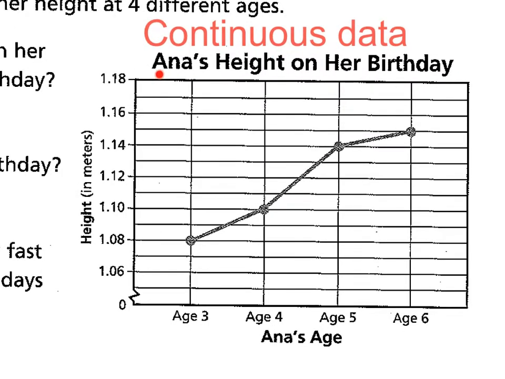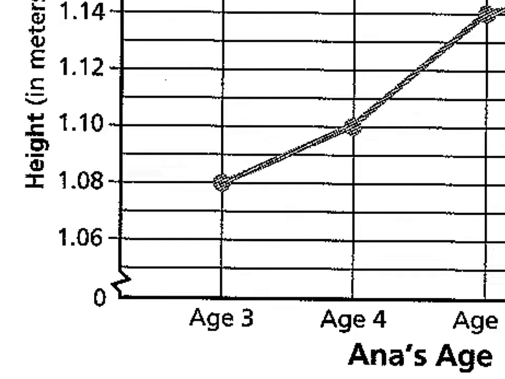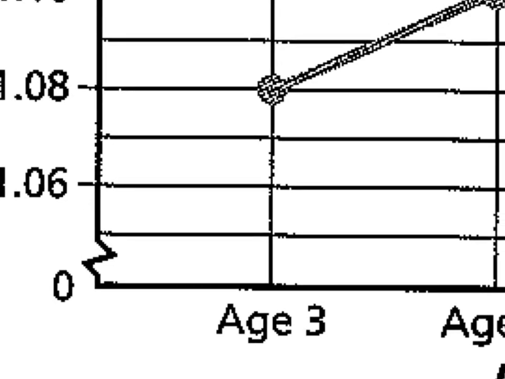First of all, I'm going to look at the title, Anna's height on her birthday. We kind of already knew that, but it's important to read it. And there's only one line, it's a line graph, so I don't need to look for the key because there are no different colors. I see this symbol down here. I want you to notice this. It looks like a line, but then it goes jagged, and it comes back up.